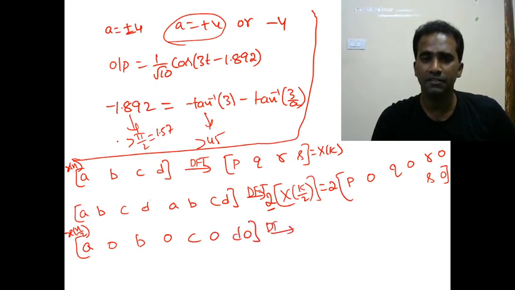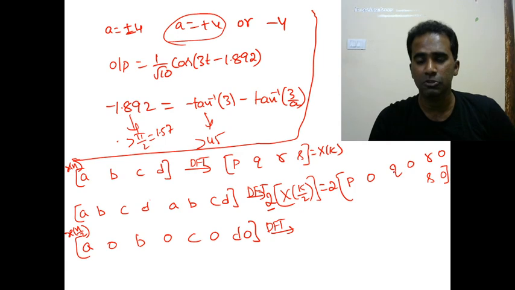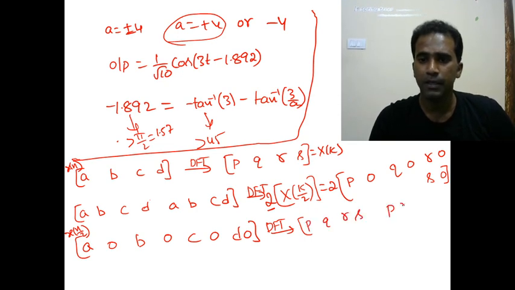then what happens in the DFT, in the frequency domain, is just the opposite. If you do repetition in the time domain, interpolation happens in the frequency domain. Similarly, if you do interpolation in the time domain, repetition will happen in the frequency domain. So it will be PQRS, PQRS. There is no multiplication factor when you do scaling in the time domain.